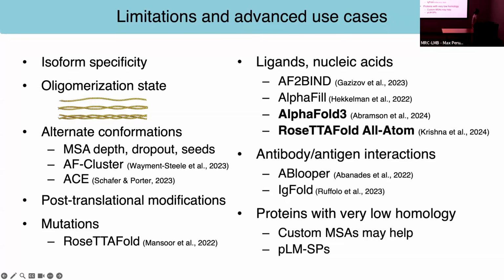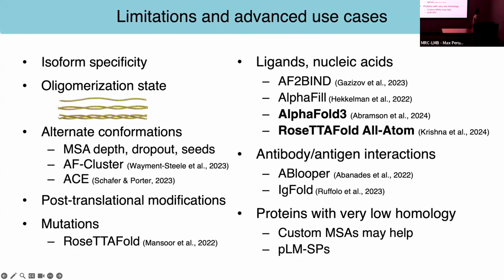And then with AlphaFold 3 now, we can run ligands, nucleic acids. Before, what we were using is something like AlphaFill or AF2Bind, which would fill in the gaps left by AlphaFold with these ligands. And that's something that you can still attempt if you'd like the AlphaFold 2 result, is to fill in those gaps. But you can also use AlphaFold 3. And RosettaFold All-Atom is another version of that I mentioned.